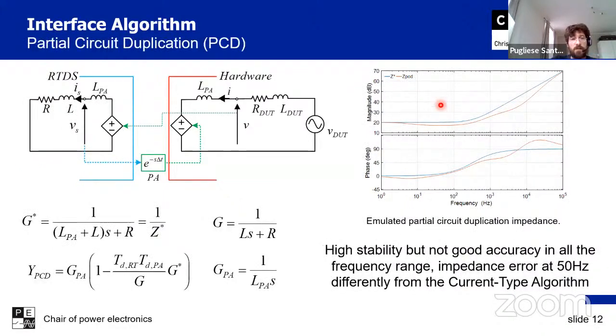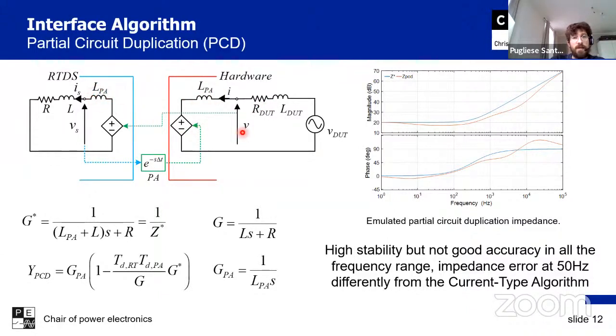Another interface algorithm is partial circuit duplication. Here we still use a voltage source power amplifier. What I'm doing is overlapping part of the hardware, so I'm reproducing part of the hardware. This inductance, which is used as interconnection between the power amplifier and the point of common coupling, as you see, is replicated at this point.